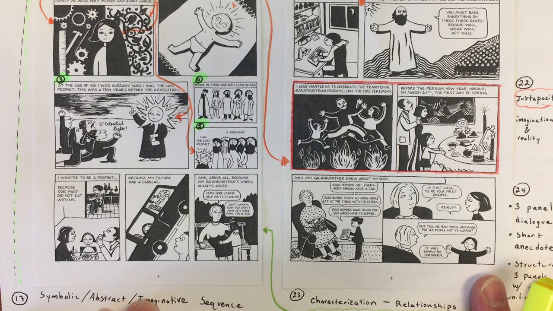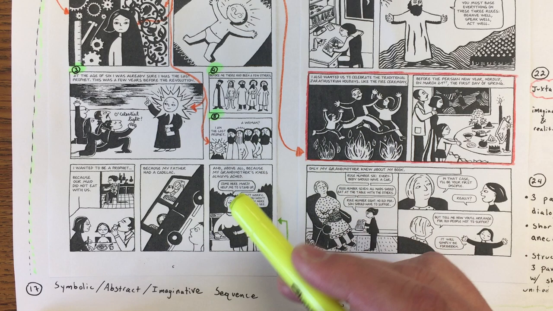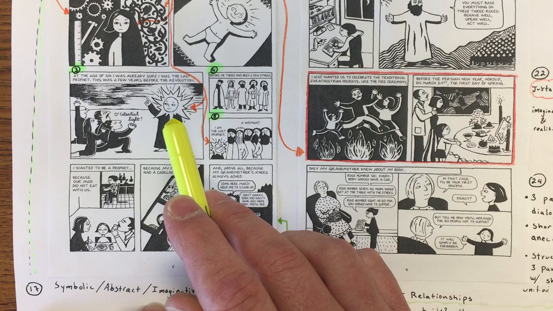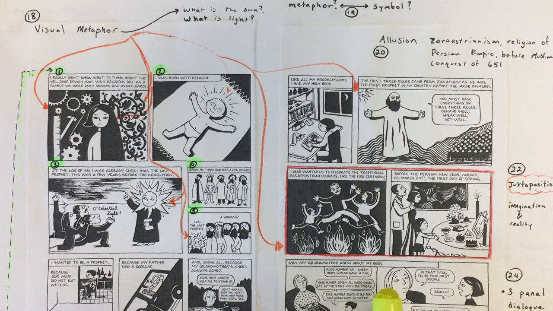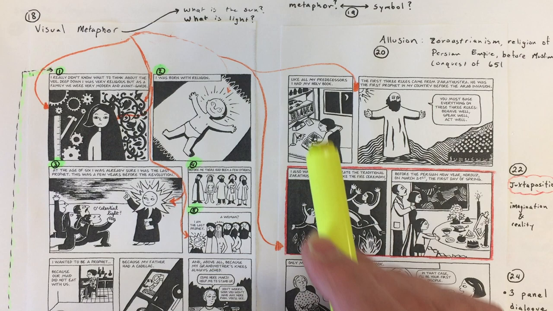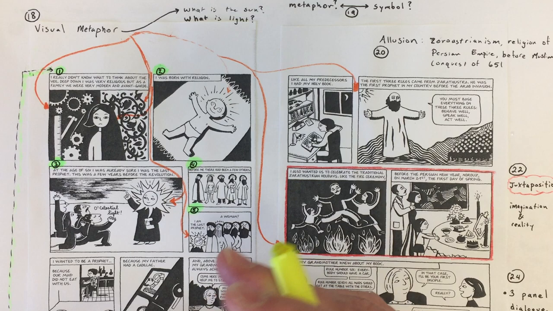So sometimes there's an even more abstract set of images right here, which is what I call an imaginative sequence. So she has over her head there a visual metaphor or a symbol. And that can be, I don't want to say it's confusing, but it's just a level of complexity and interpretation. Is it a visual metaphor or is it a symbol? So a metaphor is when two things are brought together and one becomes the other.